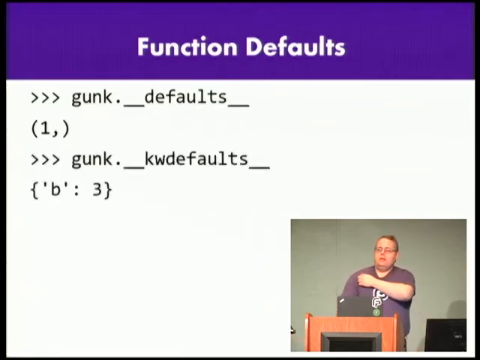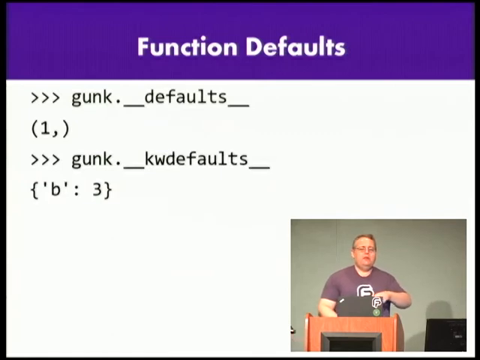If you have keyword arguments that take defaults, that's going to be in kwdefaults, and this is a dict. We have B, and that maps to 3. I learned the other day in researching this, you can actually have keyword only arguments that don't take defaults, in which case they are required keyword only arguments, and you have to specify them every time you run the function. You learn something new every day.